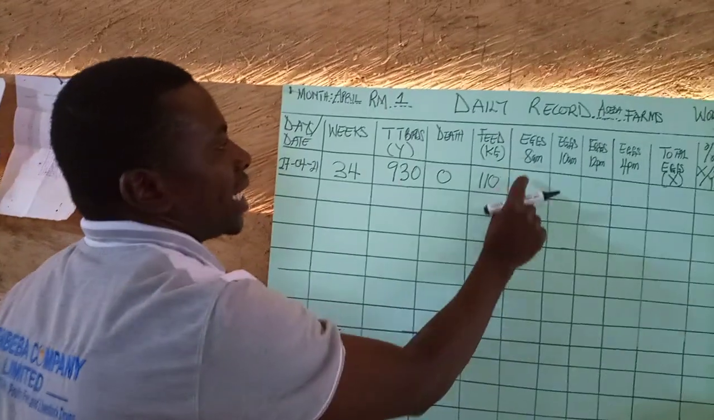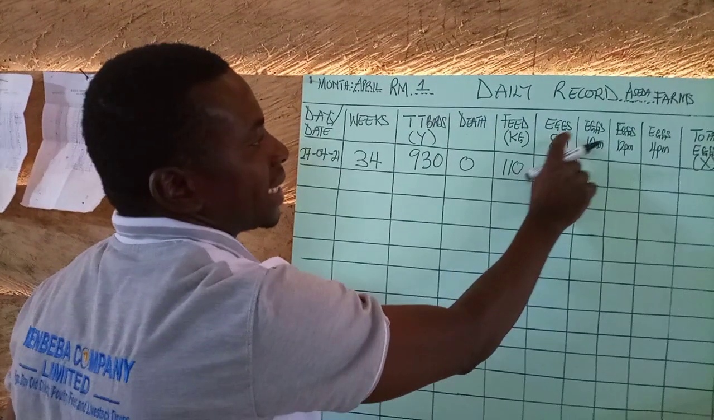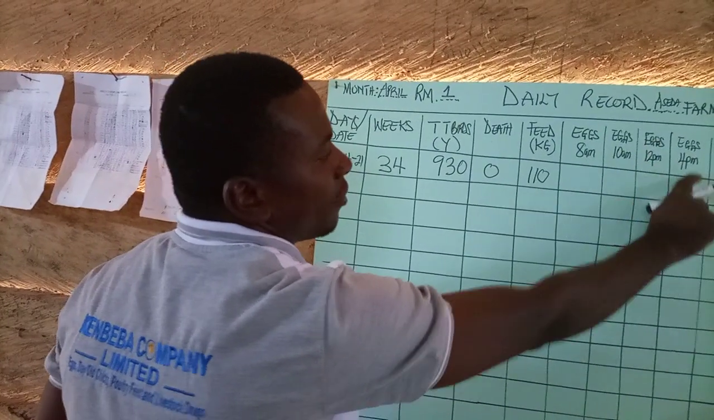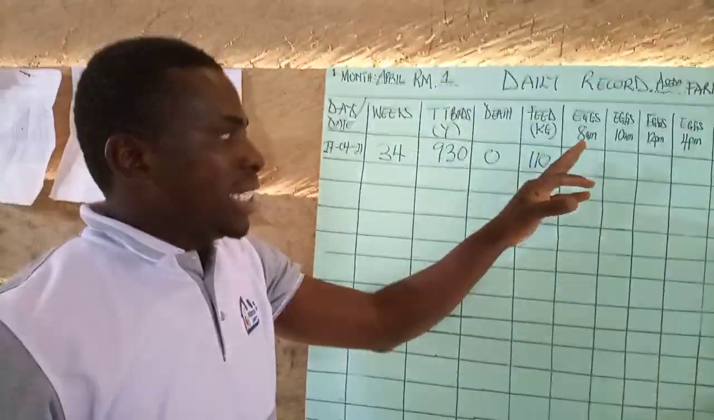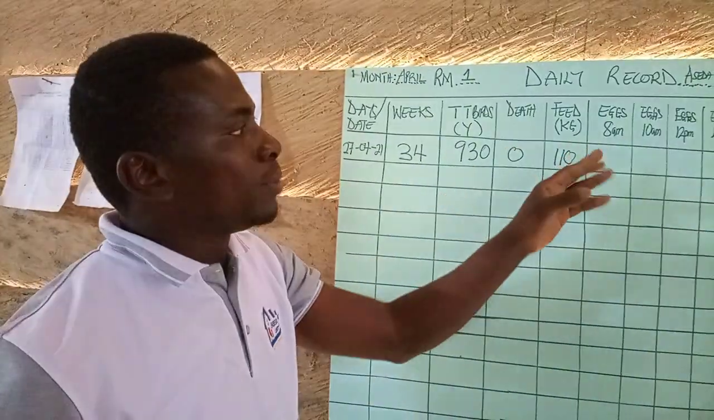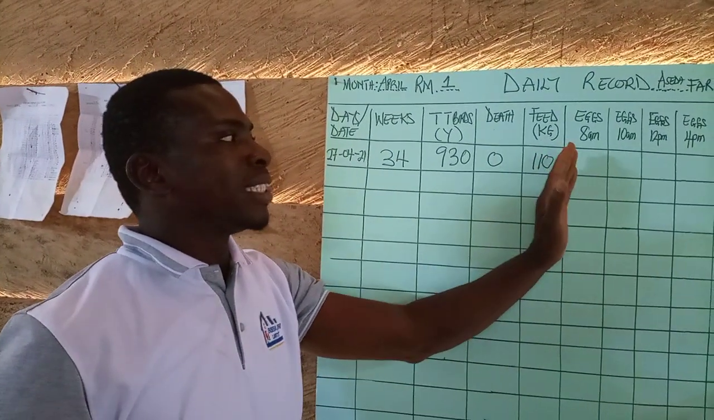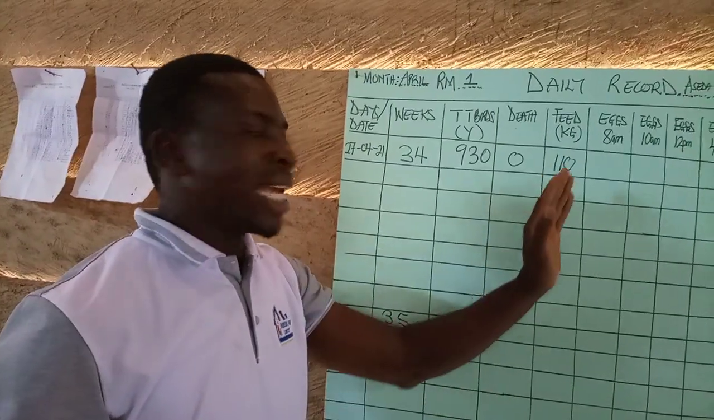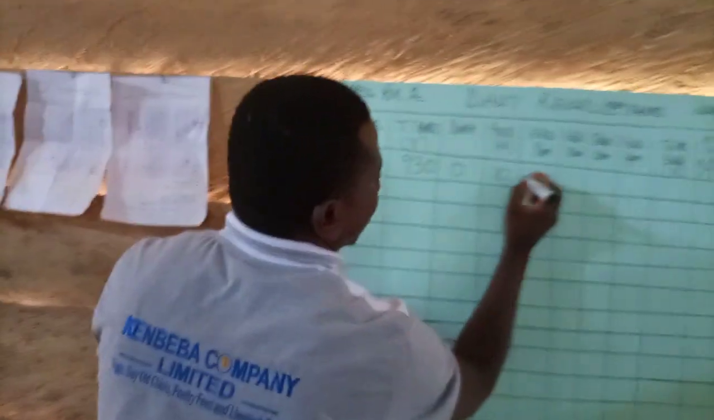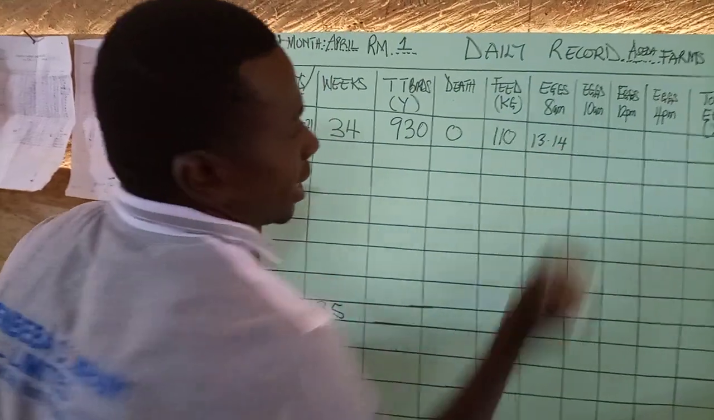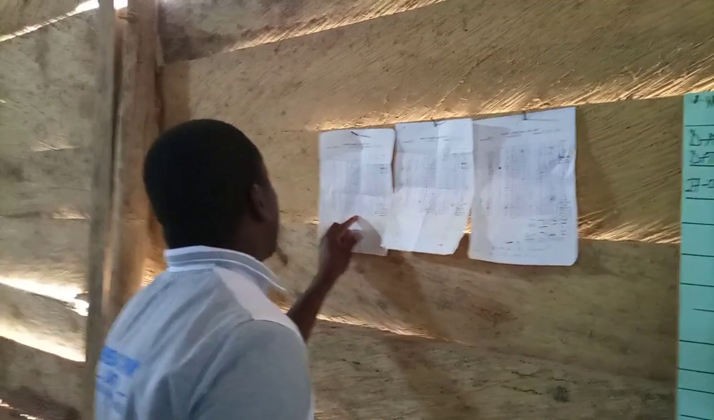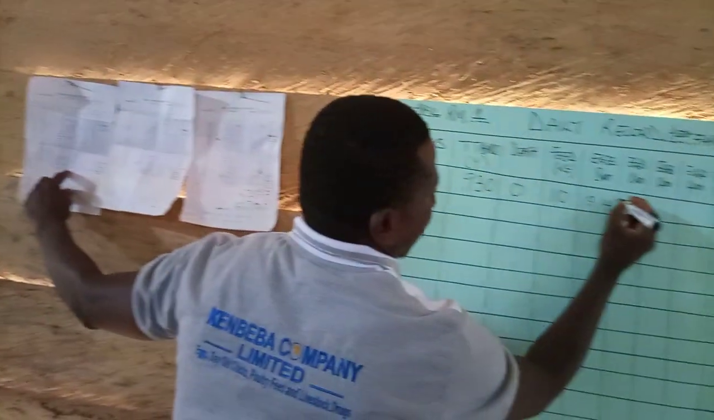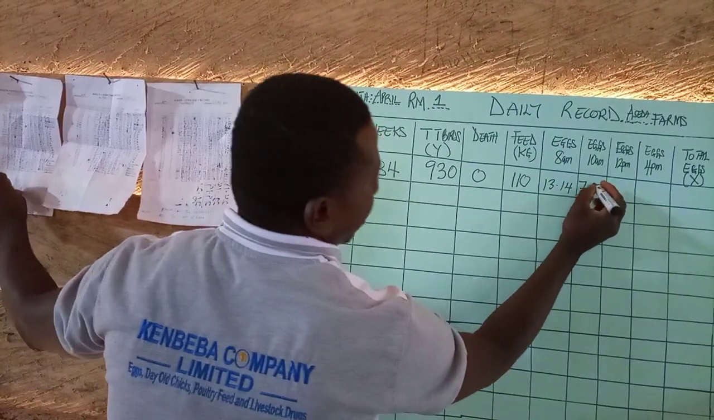So you could see over here eggs at 8 a.m., 10 a.m., 12 p.m., 4 p.m. Early in the morning around 8 a.m., the worker who has been assigned to room 1 has to remove the eggs from the pen. You go around and check the laying box. If there is an egg over there, you remove it. So here at 8 a.m. they got 13 crates, 14 eggs. And then at 10 a.m. they had 7, 18.